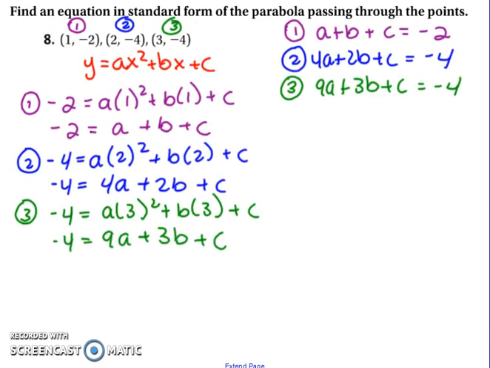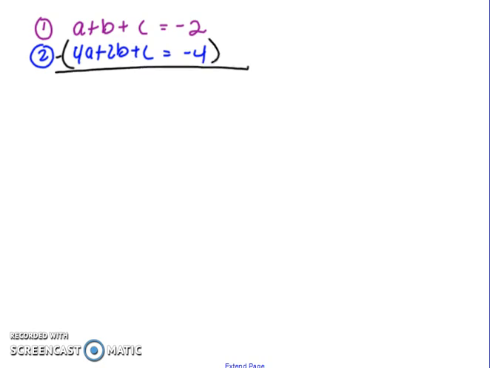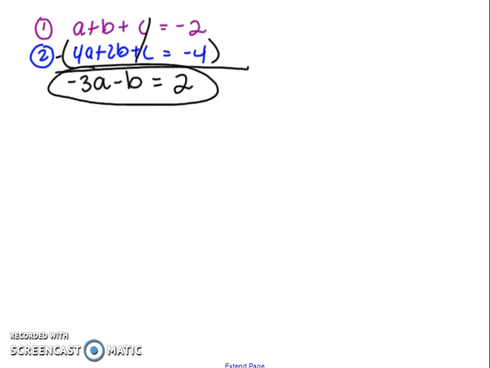So I'm going to use 1, which was a plus b plus c equals negative 2. And I'm going to use 2, which is 4a plus 2b plus c equals negative 4. Okay, so to cancel out my c's, I'm going to subtract everything. So a minus 4a is negative 3a. b minus 2b is negative b. c minus c is gone. Negative 2 minus a negative 4 is a positive 2. And I'm going to circle this, because we'll come back to that.